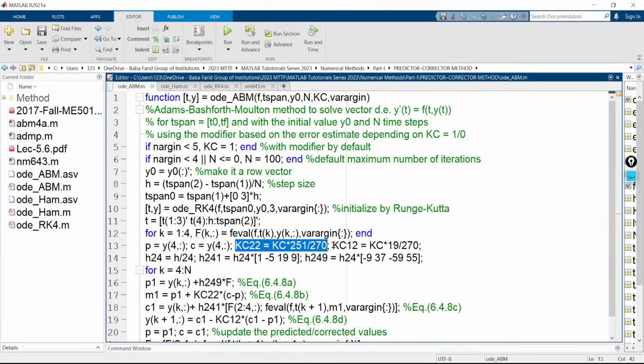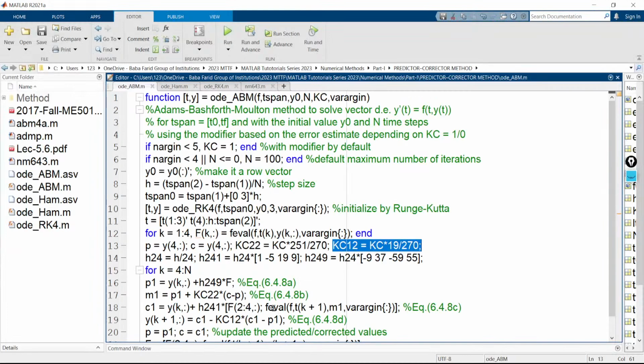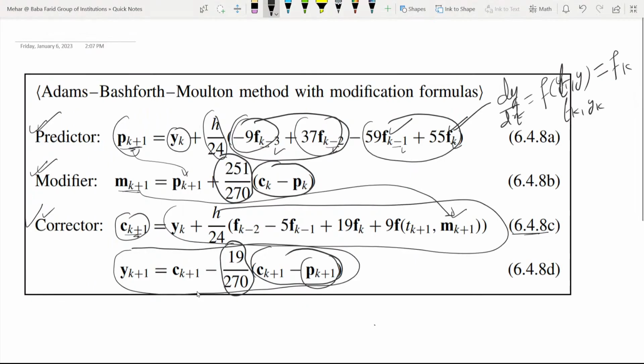Similarly, we have KC12 is equal to Kc into 19 by 270. This part, here is 19 by 270, and this is Kc. Also, here H24 is equal to H by 24. This one, H by 24.